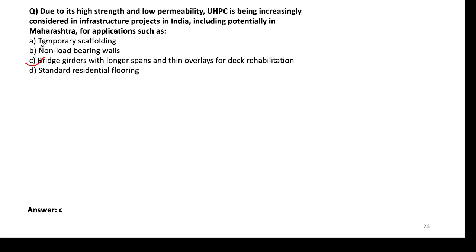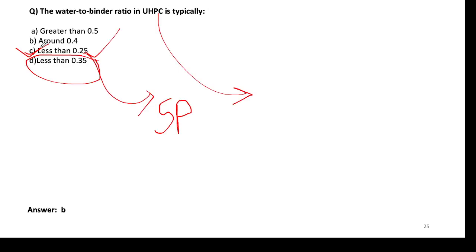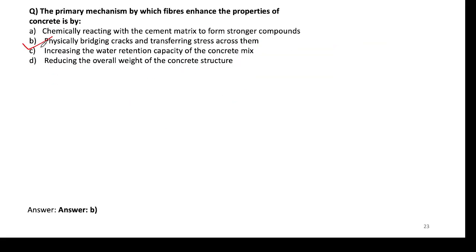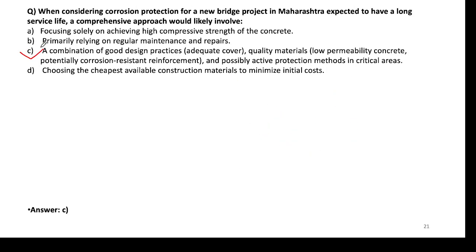And we also saw some questions about UHPC, where it is used and what is its purpose, what is its water to cement ratio typically used in those conditions, what is its compressive strength. We have also seen some mechanisms related to the fibers and how they increase the properties of concrete in general.